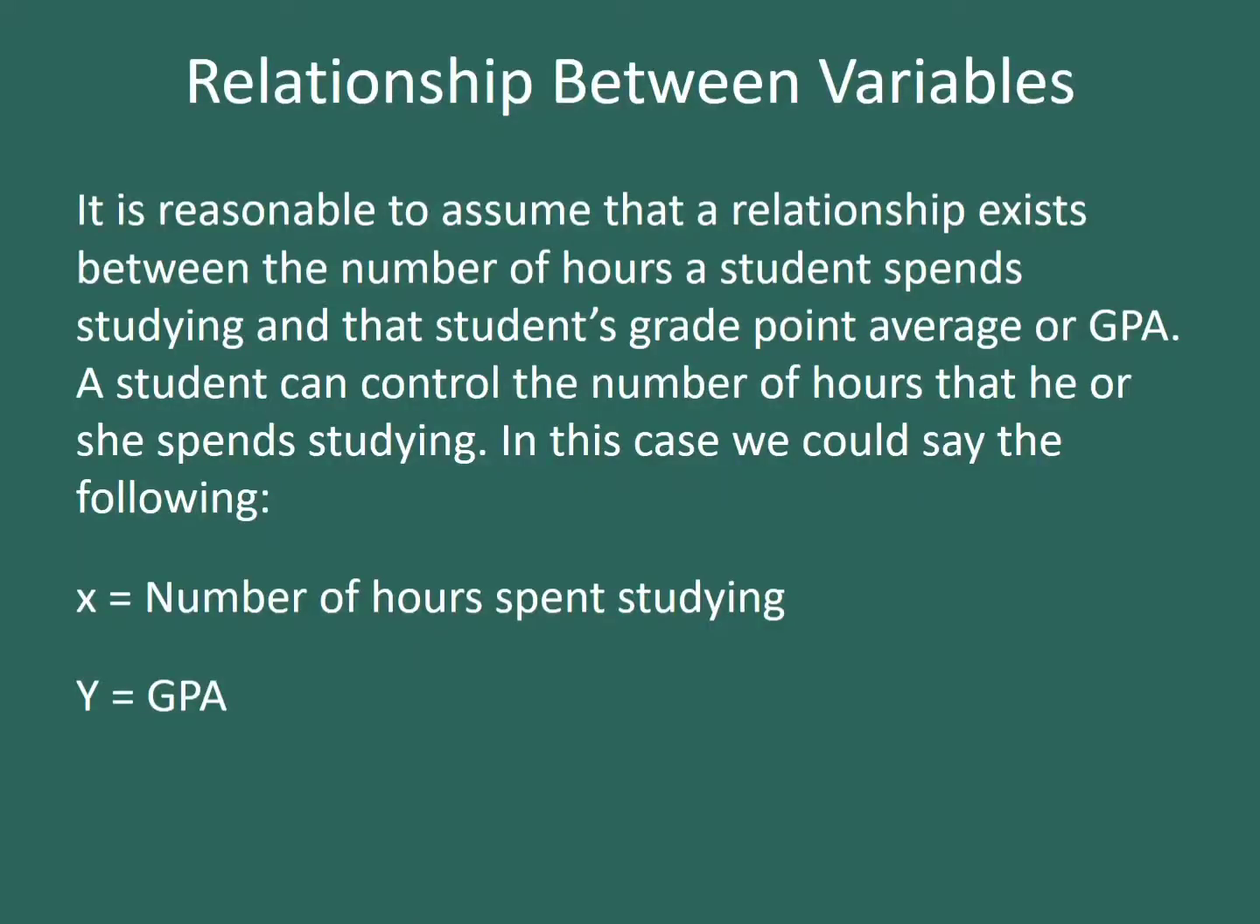Alright, relationship between variables. It is reasonable to assume that a relationship exists between the number of hours a student spends studying and the student's grade point average, or GPA. A student can control the number of hours that he or she spends studying. So in that case, the studying would be my independent variable, while my dependent variable would be the GPA. So this is how I would word it.